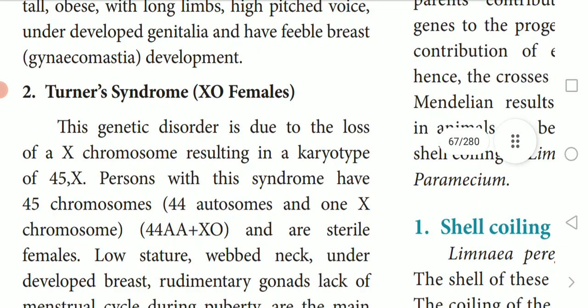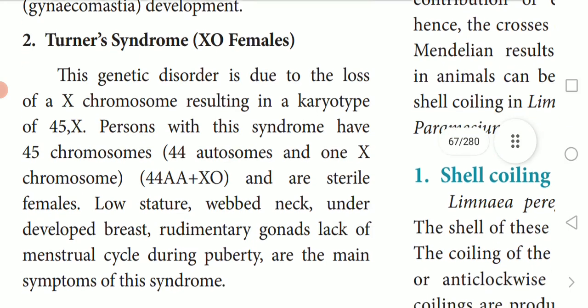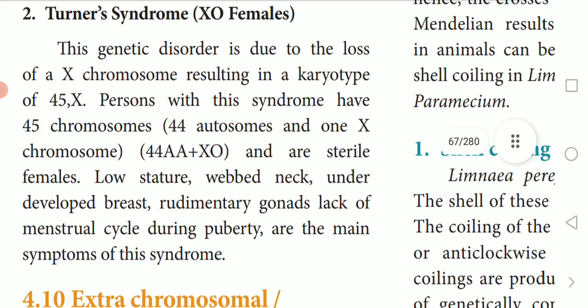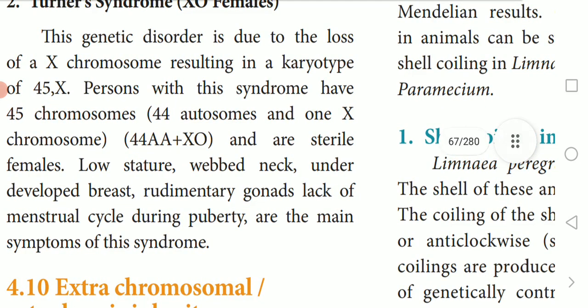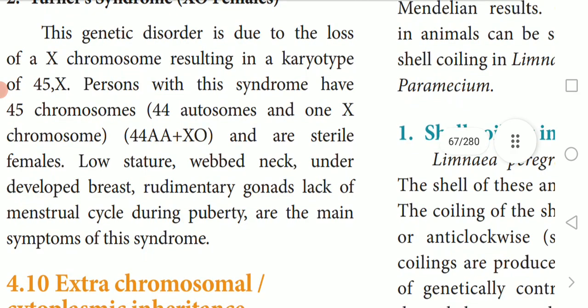The next disease of allosomal abnormalities is Turner syndrome, XO females. This genetic disorder is due to the loss of an X chromosome, resulting in a karyotype of 45, X. The persons with this syndrome have 45 chromosomes: 44 autosomes and one X chromosome. That's what they have given here, 44 AA, where AA means autosomes, X is the 45th one, and totally 45 chromosomes will be there.